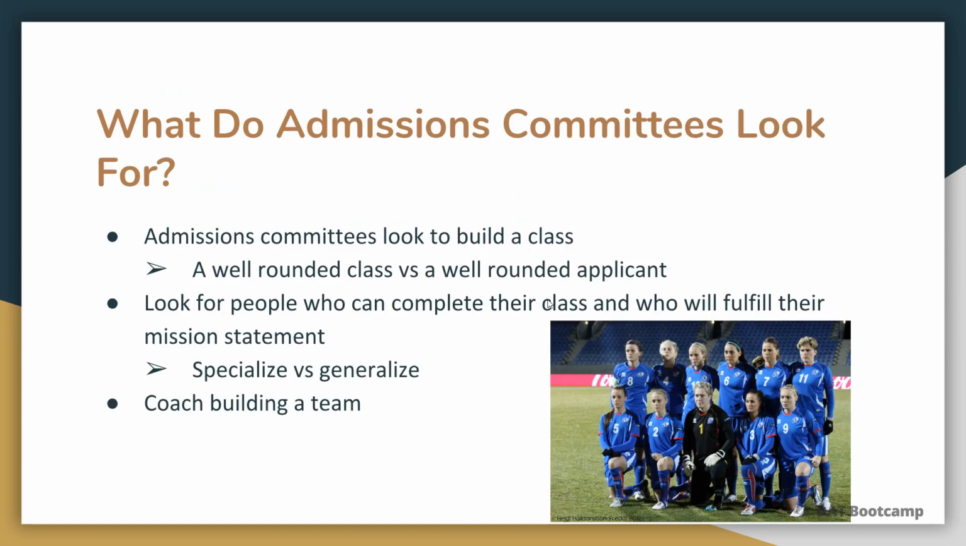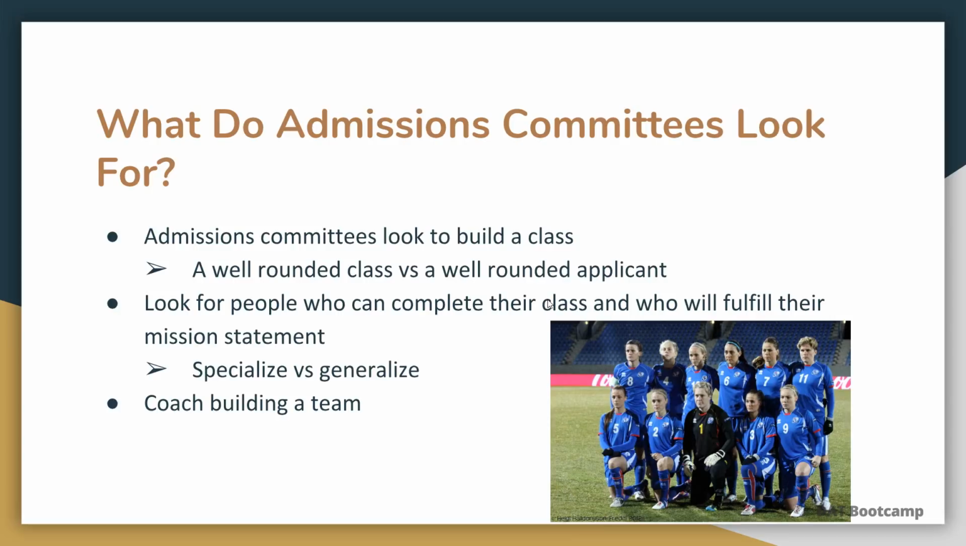So what do admissions committees look for? I won't go into too much detail, but I'll give you some insight into what happens behind the scenes. Admissions committees look to build a class, right? They look for a well-rounded class versus a well-rounded applicant. If you were to ask the average person on the forums or somewhere else, most of the time they'll tell you we're looking for a well-rounded applicant. But that's not necessarily the case because admissions committees, as I mentioned, are looking to build a class. And so they look for people who can complete their class and who can fulfill their mission statement.